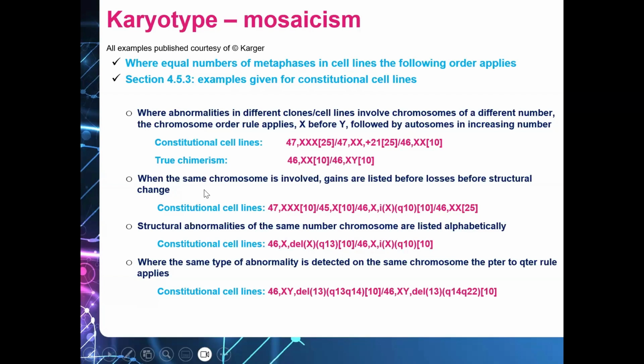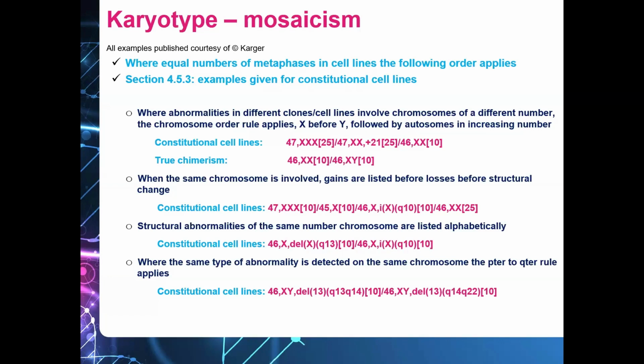When the same chromosome is involved, gains are listed before losses, before structural changes, and we specified that and made a rule about it simply because we had contradictions in 2020 ISCN, where sometimes the gains were put first and sometimes the losses were put first. So we've made a rule to say which way it should go.